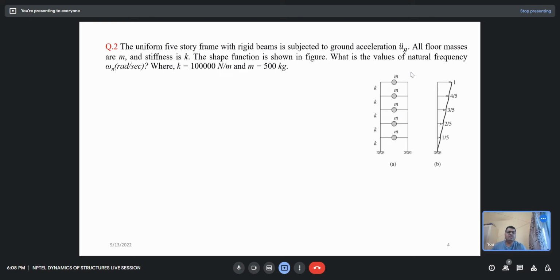A uniform 5-story frame with rigid beams is subjected to ground acceleration u_g double dot. All the floor masses are m and the stiffness is k. The shape function is shown in the figure. What is the value of natural frequency omega n, where k is 10 into 10 raised to power 5 Newton per meter, and the mass is 500 kg.